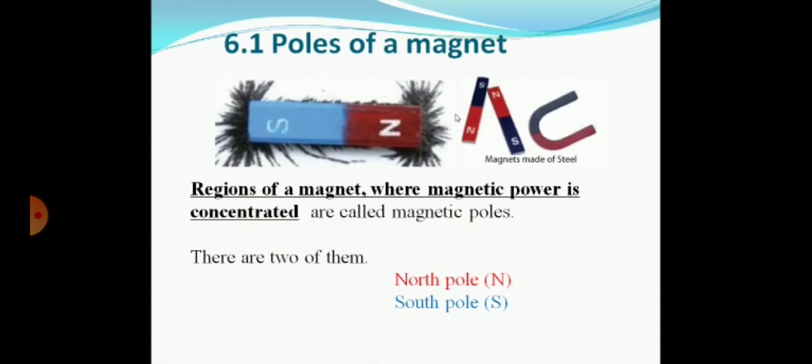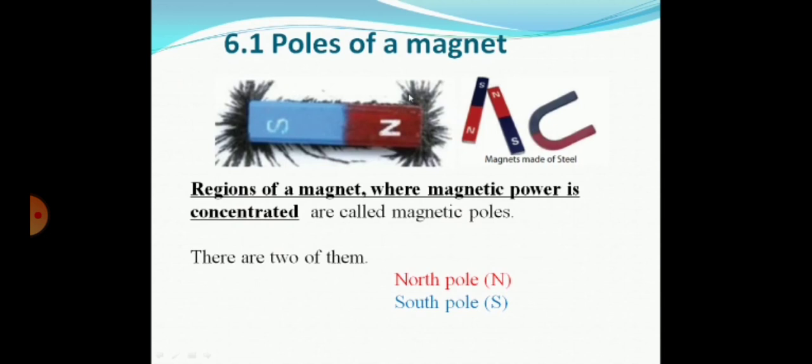Here you can see the poles of a magnet. A bar magnet is given in this diagram. There are two poles, the North Pole and the South Pole. The letter S denotes the South Pole and the letter N denotes the North Pole. The region of a magnet where magnetic power is concentrated is called a magnetic pole.